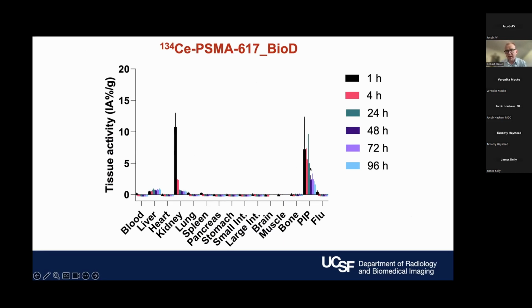As expected, we see high uptake in the tumor in the PC3 PIP cell line, although I'll point out it does wash out over time. And really not a whole lot of uptake in other tissues, with the exception of the kidney.